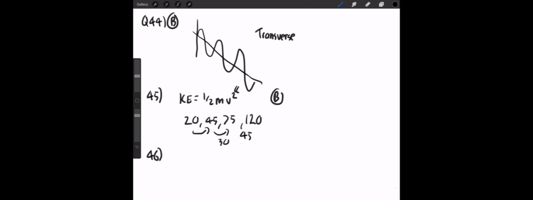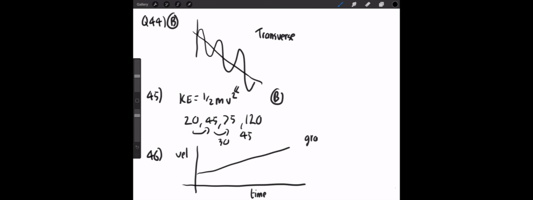Question 46. Try and squeeze this on down here. We've got a graph. This is a velocity time graph. So the thing that we need to know from these types of graphs is that the gradient equals your acceleration, and the area under the graph will equal your displacement. So we want to calculate the acceleration.